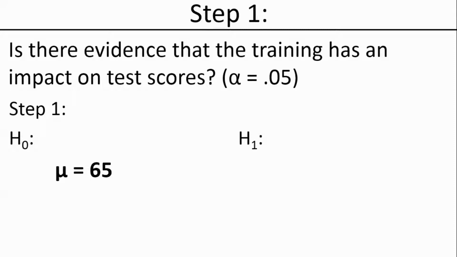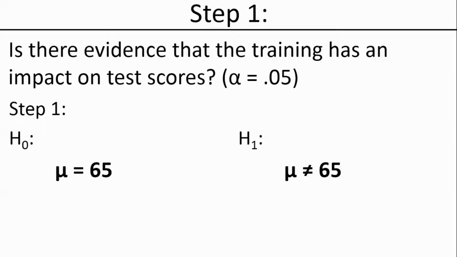we're going to say that mu, or the population mean, is equal to 65. Basically saying there is no impact. It did not significantly increase or decrease an individual's test score. Our alternative hypothesis is that it's not equal to 65. Mu is not equal to 65. This is kind of what we're going for.